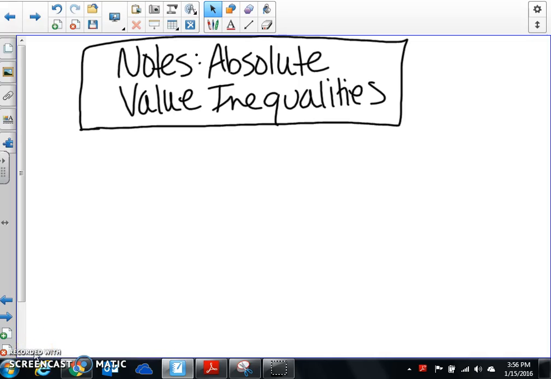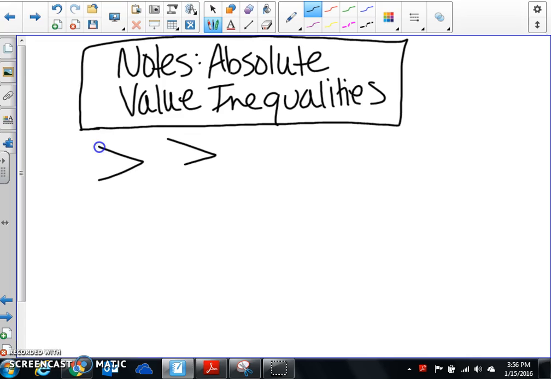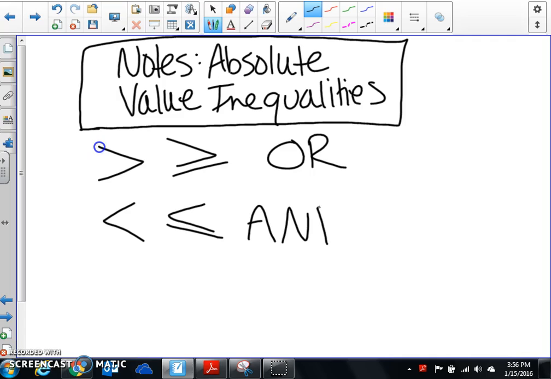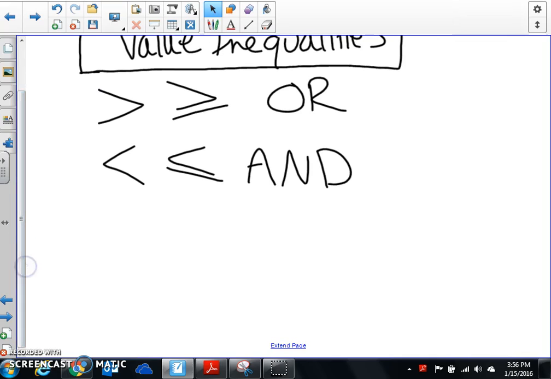Absolute value inequalities. So there's a couple of things. Just like before, if you see a greater than or greater than or equal to, those are still ors. Less than or equal to are still going to be ands. All right, so just like we've done before, I'm just going to go ahead and get to it.